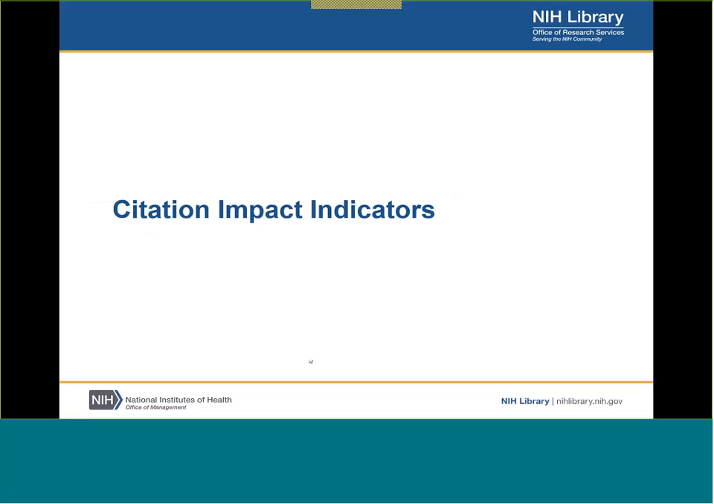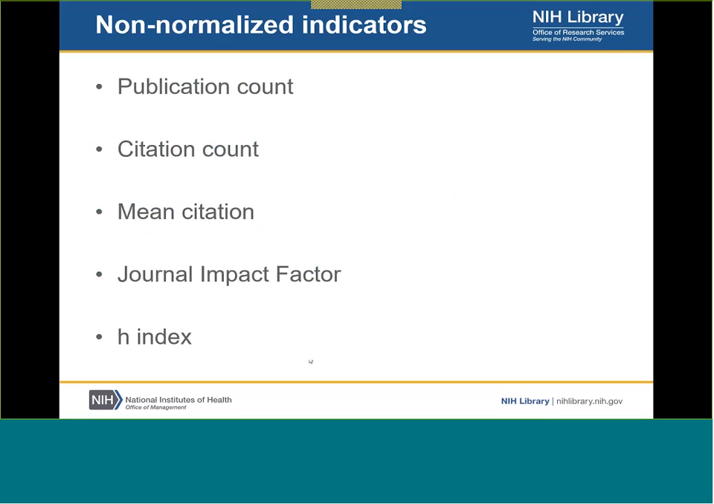Okay, so that leads to the smallest circle that I'm going to focus on today, which is about citation impact indicators. We have talked about the non-normalized indicators in our previous sessions. Okay, so there is publication count, and then there is citation count. There is the mean or average citation. There is the journal impact factor, and the H-index. They are non-normalized because they basically use the raw count.